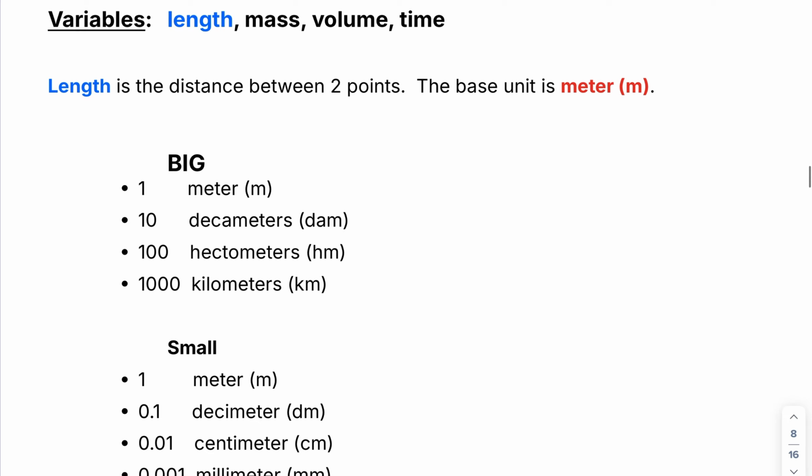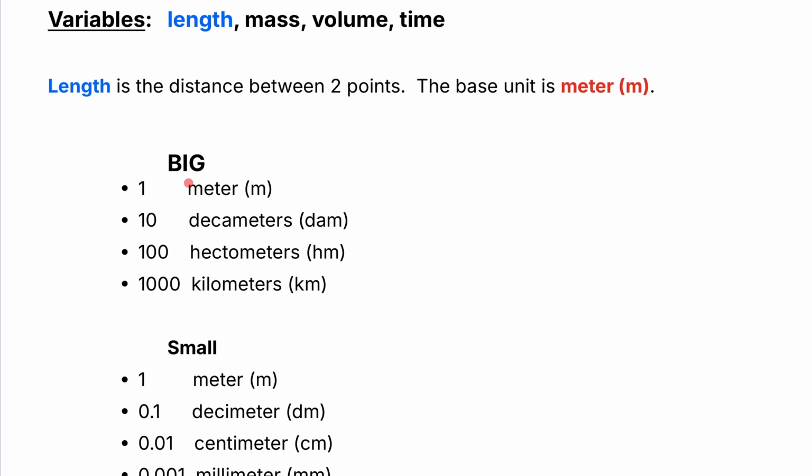Okay, now let's take a look at 4 variables. And the first one we're going to look at is length, okay? Length is the distance between 2 points. I think everybody knows that. In physics, the base unit for length is going to be meters, okay? Represented by the symbol m.